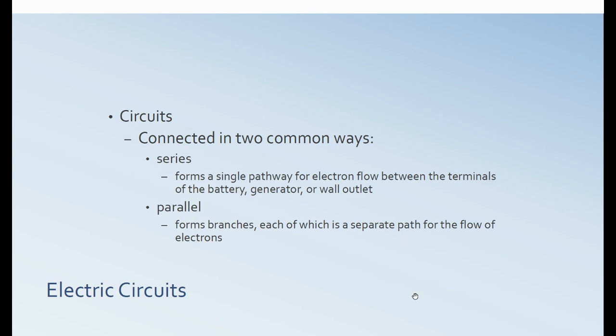Our electrical circuits are connected in two common ways. We can have a series or serial circuit, and this forms a single pathway between the terminals of the battery, generator, or wall outlet and the actual device we're powering. Or we can have a parallel circuit, which forms branches. Each one is its own little separate path for the flow of electrons.